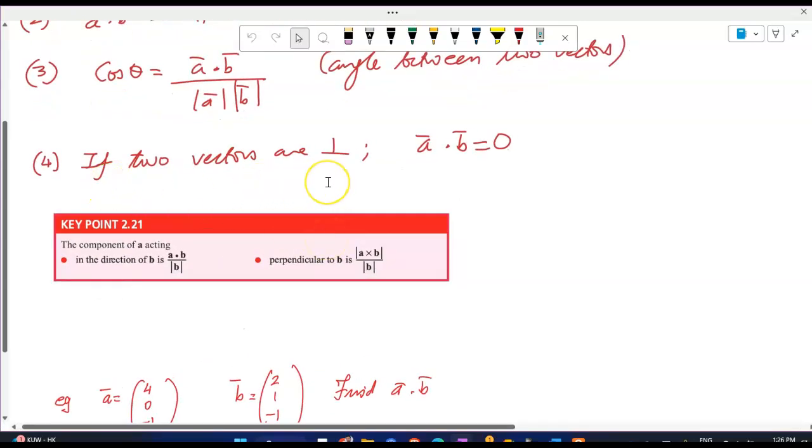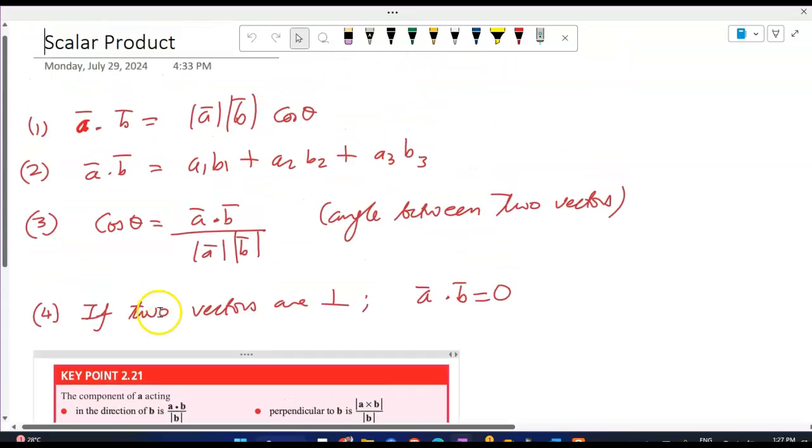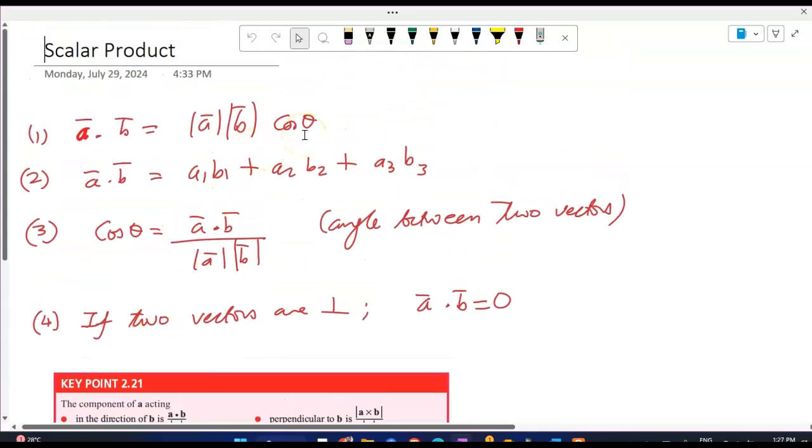If two vectors are perpendicular, dot product is 0. Very important rule that we used already. Component of A acting along B in the direction of B is A dot B upon magnitude of B. So this is A dot B, where we use the cos theta as the formula. A cross B is your cross product, where you use your sin theta as the formula.